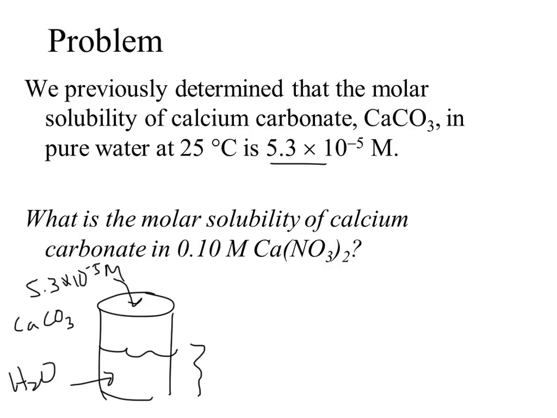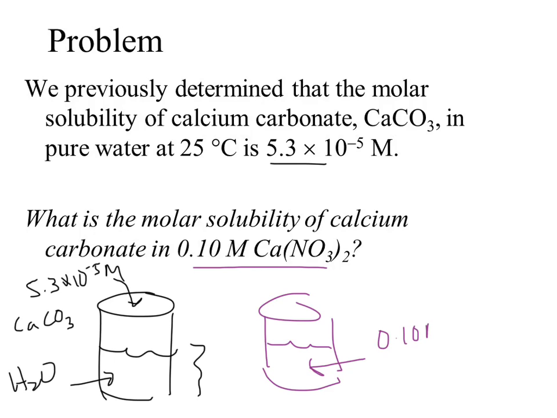So now the common ion effect, it's saying, all right, instead of pure water, let's take it up a notch. And let's go ahead and in that, instead of pure water, we are going to make it 0.10 molar calcium nitrate.